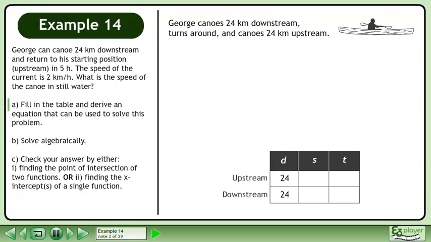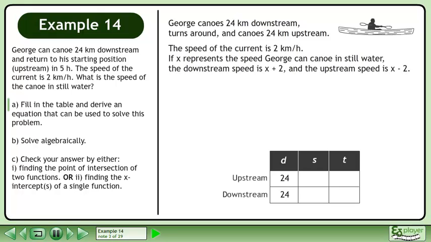George canoes 24 kilometers downstream, turns around, and canoes 24 kilometers upstream. Record these values in the chart. The speed of the current is 2 kilometers per hour. If x represents the speed George can canoe in still water, the downstream speed is x plus 2 and the upstream speed is x minus 2.